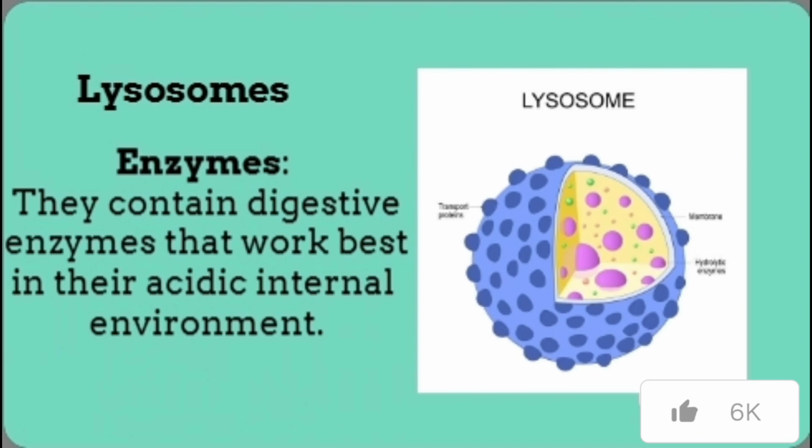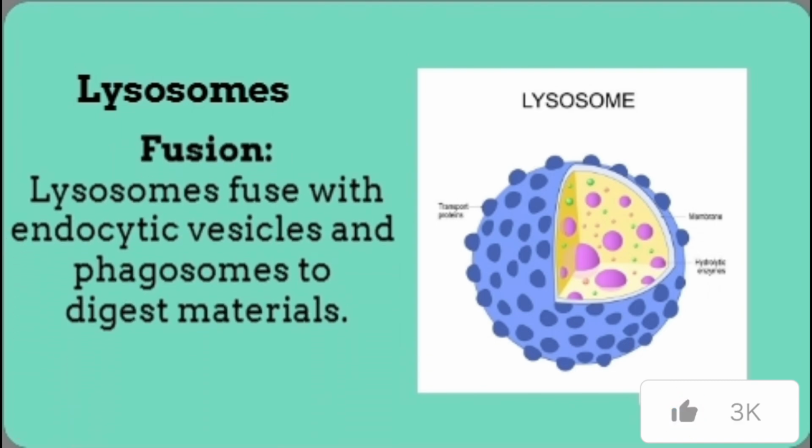As previously mentioned, lysosomes are equipped with specialized digestive enzymes that operate most effectively in their acidic internal environment. These enzymes facilitate the breakdown and digestion of various cellular components and waste materials. Lysosomes engage in fusion processes with endocytic vesicles and phagosomes, combining their contents to facilitate the digestion of materials within the cell. This merging allows lysosomal enzymes to efficiently break down various substances for recycling or disposal.